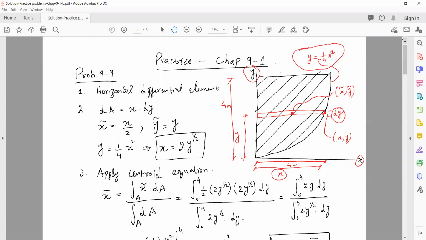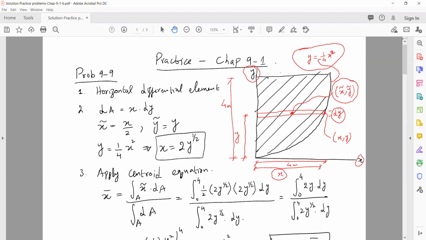Okay, now we have the centroid of this horizontal element. So centroid is right here with the coordinates of x bar, y bar. Now remember, these x bar and y bar are for this element. It's not for the whole area. For the whole area, we have other x bar, y bar. Okay. All right. So now we got these.